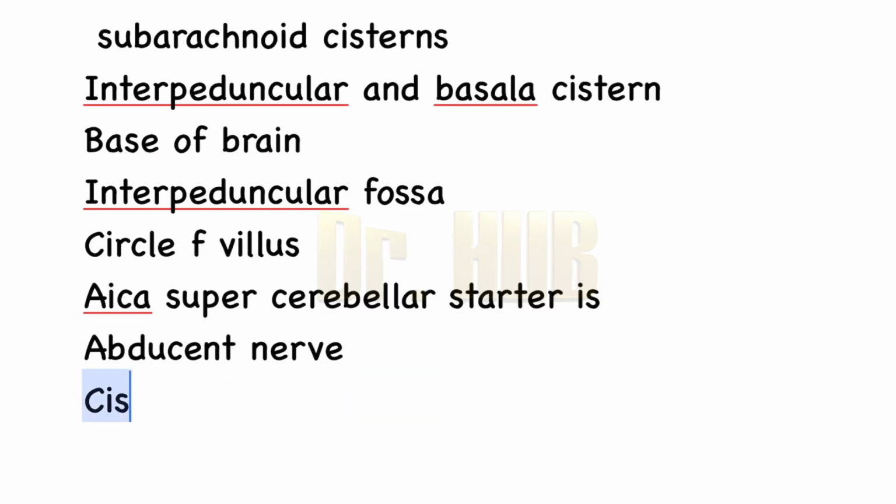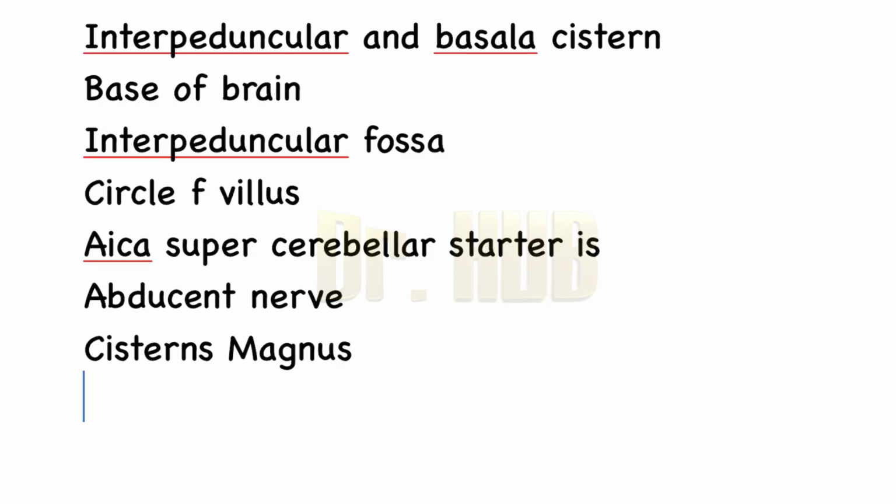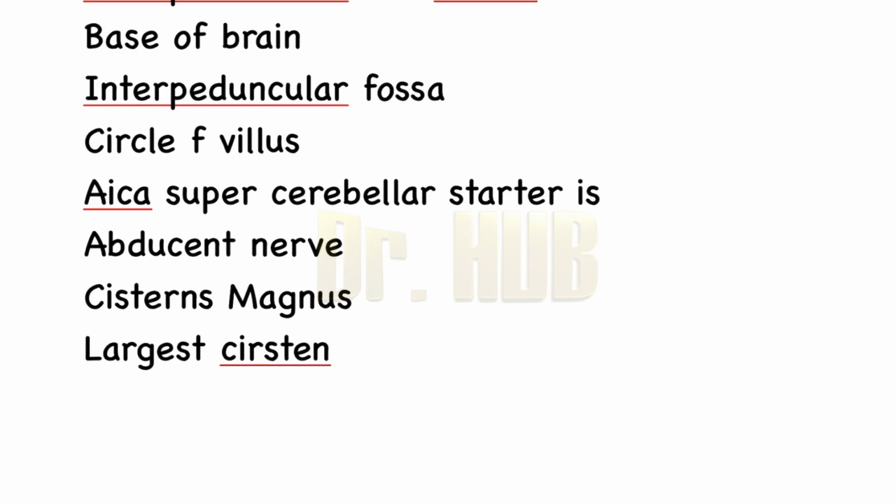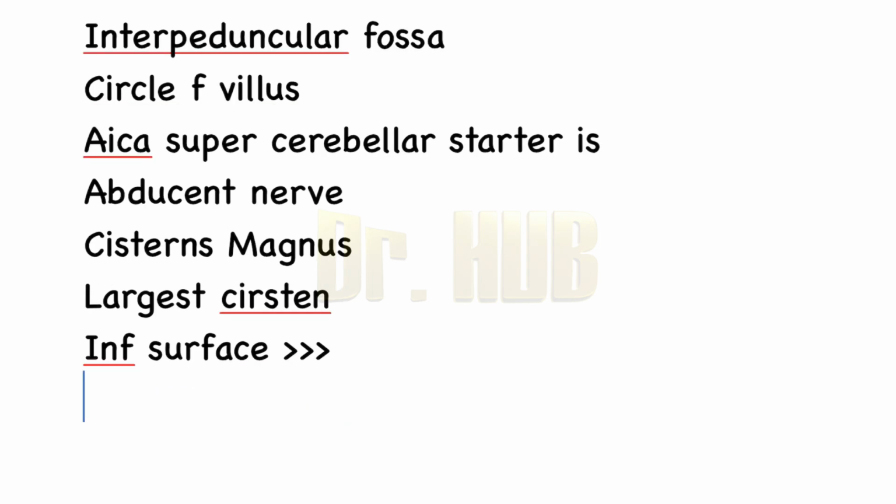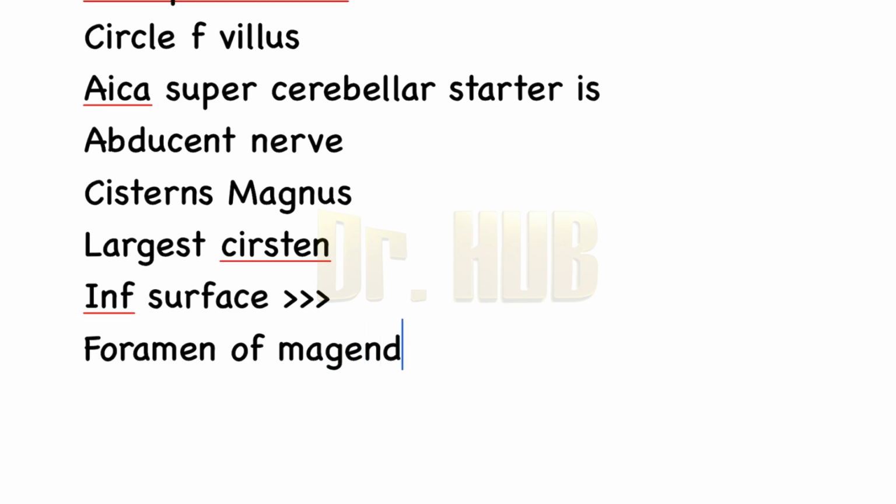Next is the cisterna magnus. The cisterna magnus is nothing but the cerebromedullary cistern. It is a larger cistern, and the location is the angle between the inferior surface of the cerebellum and the medulla. It is continuous with the IV ventricle through the foramen of Magendie.